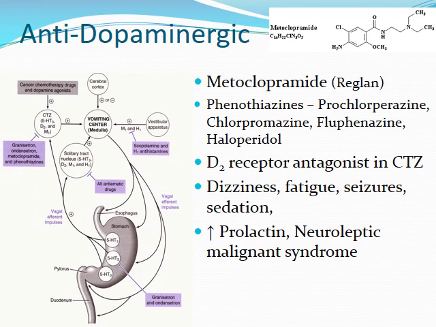Obviously, some of the adverse effects we can see include dizziness, fatigue, seizures, and sedation in a lot of cases. A lot of these drugs are very, very sedating. And then obviously all the things that go along with blocking dopamine receptors. So we worry about things like hyperprolactinemia, and also the potential risk for neuroleptic malignant syndrome, which doesn't happen very often, but certainly patients who are receiving very high doses of this are going to be more at risk.